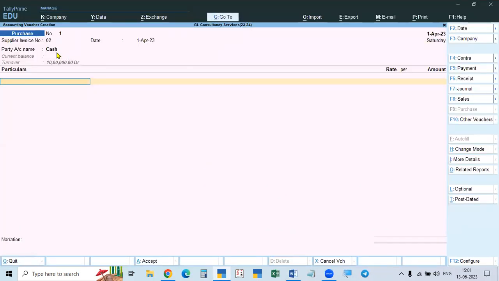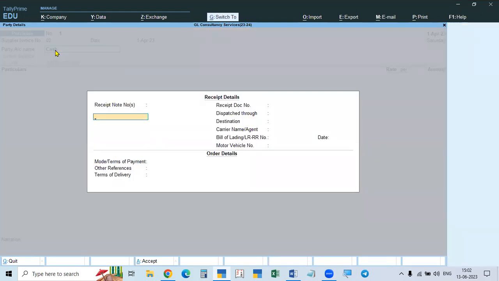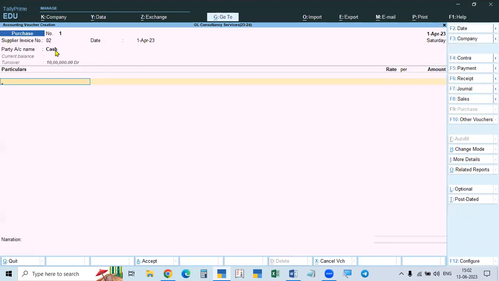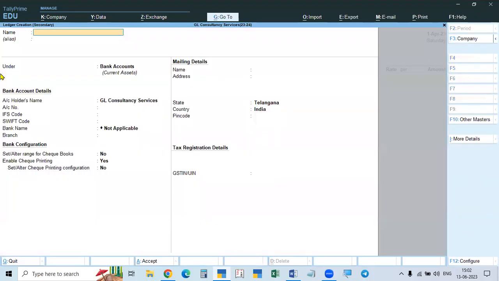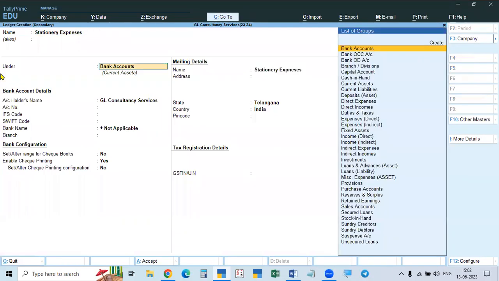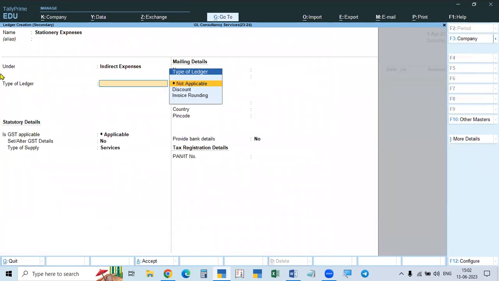Cash is already given. When you give a cheque, you have to give the bank, so here we will write State Bank of India. Inside the party details, we give the name of the party, and it is given. Here, what did you purchase? You purchased stationery. So stationery expenses, it is only an indirect expense for us. Indirect expenses only.